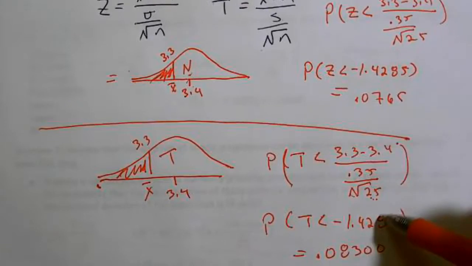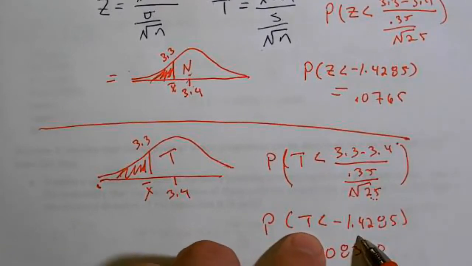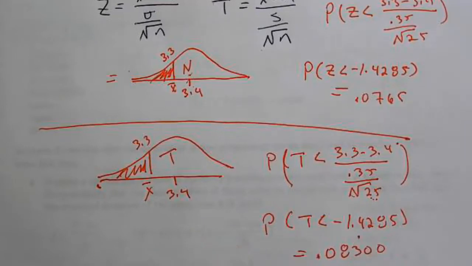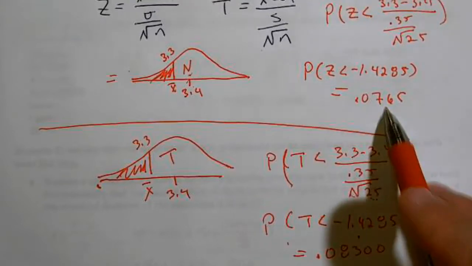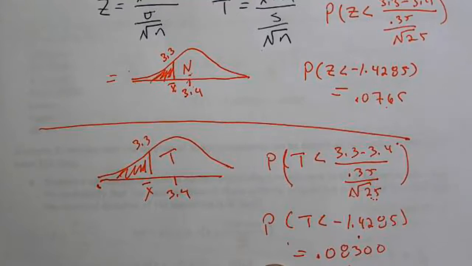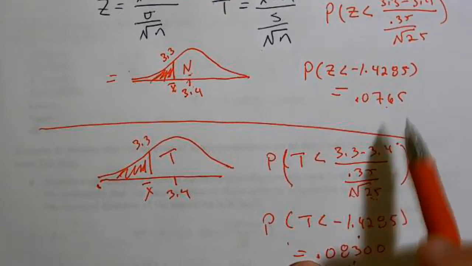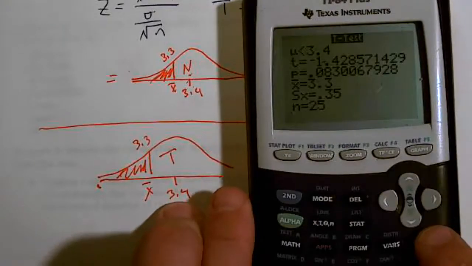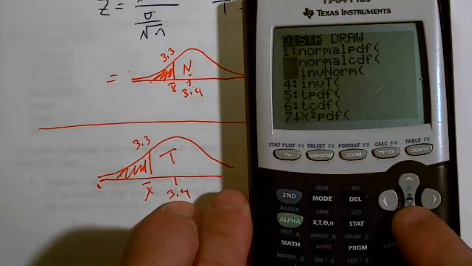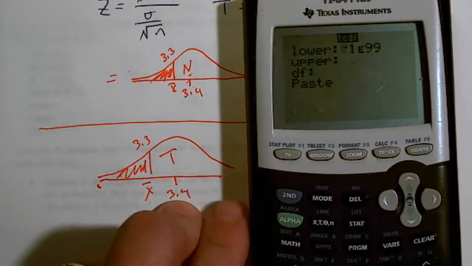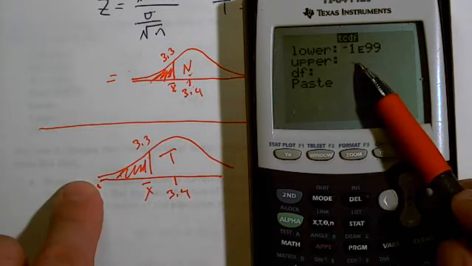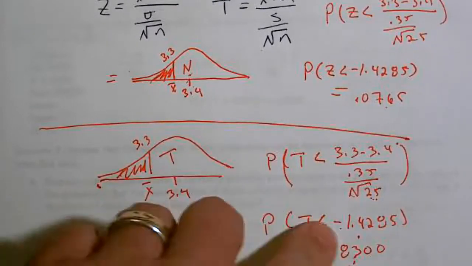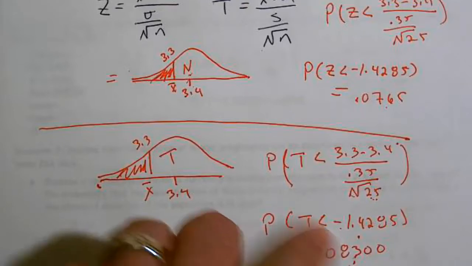Now, what's important about this is the formula looks the same. The number of standard deviations is the same, but our probability changed. We have slightly more probability of this happening because we have more area in the tails, and that makes sense. So this was about 7.6%. This is about 8.3%. I do want to go one other place on the calculator because I want you to know that this exists because you'll need this. Let's go to second vars, and let's go to TCDF. Well, we're shading to negative infinity, and we have an upper bound of negative 1.4285.